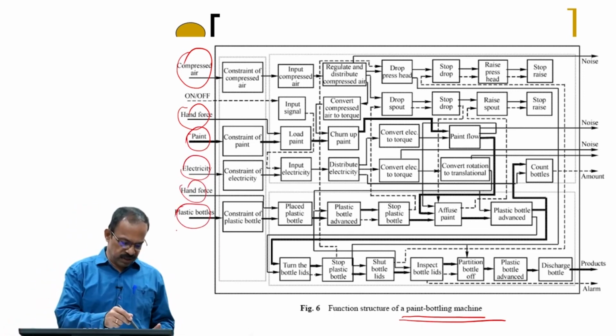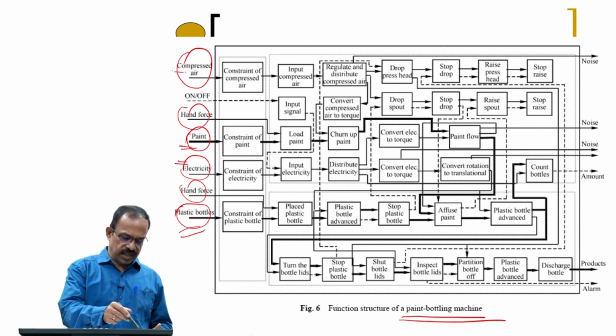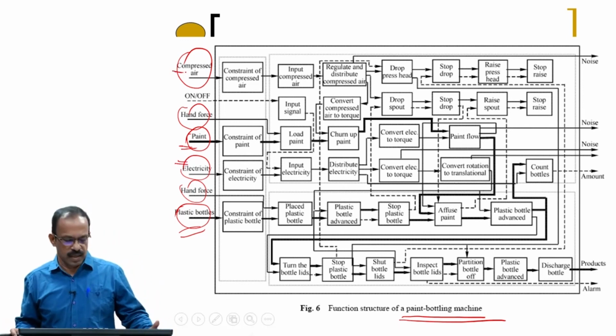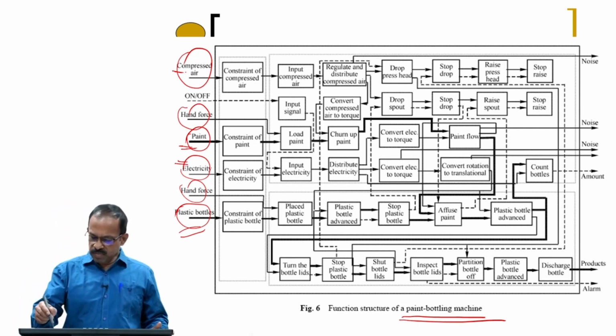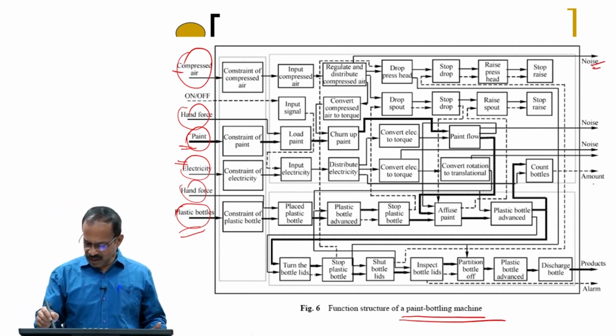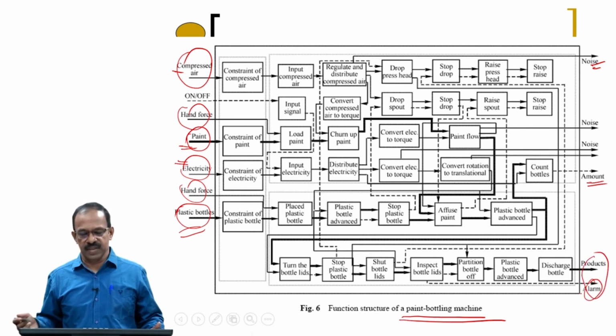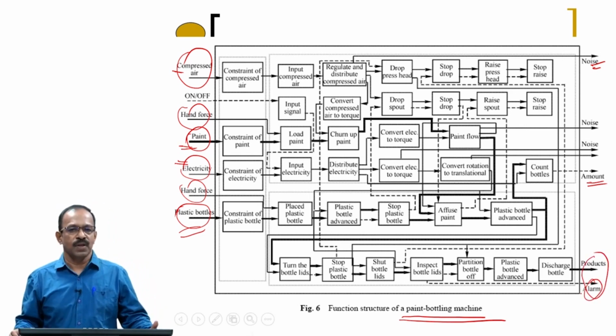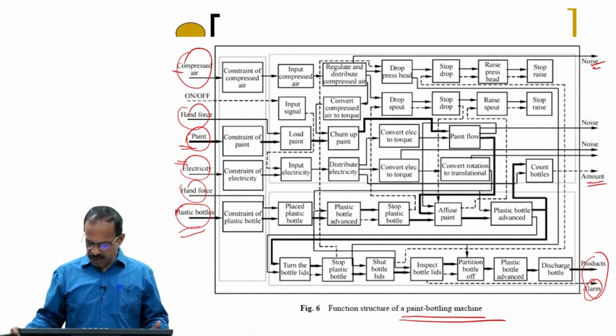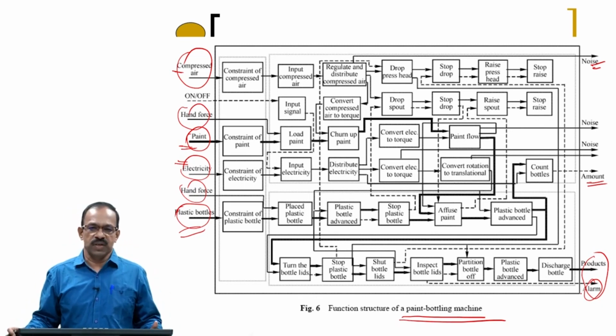So, you will be giving empty bottles, paint, electricity and compressed air. Compressed air is for generating the necessary head for filling, and the outputs are basically the noise, the information about the number of bottles, the filled bottles, and an alarm basically for emergency situations, or because of some other information you are providing and you want this to give an alarm. So, these are the outputs.